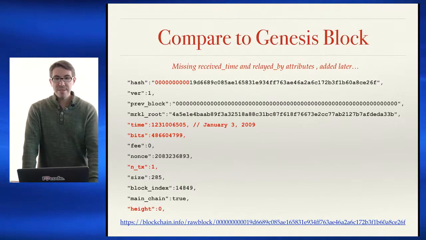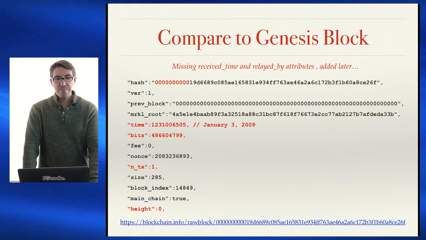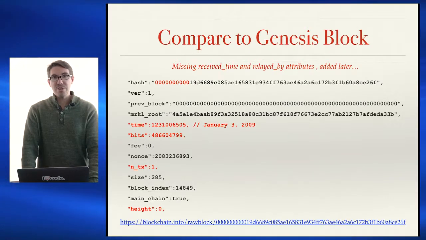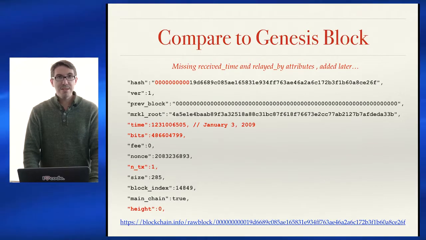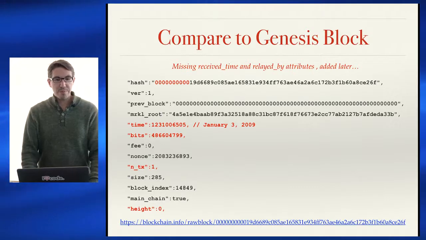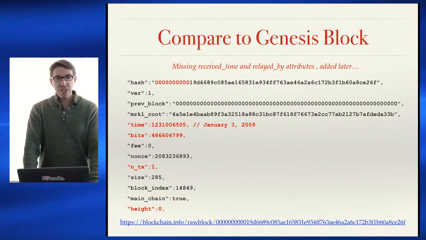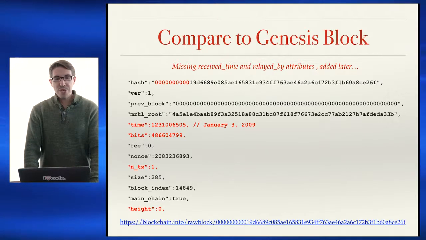So compare this block to our previous block that we viewed. There were only 10 zeros in front of the hash. It was much easier to produce a hash. The target was much higher than it is nowadays because, as we mentioned, there was much less hash power on the network.